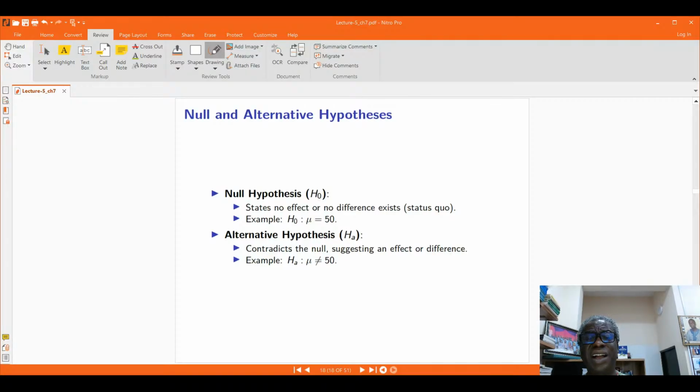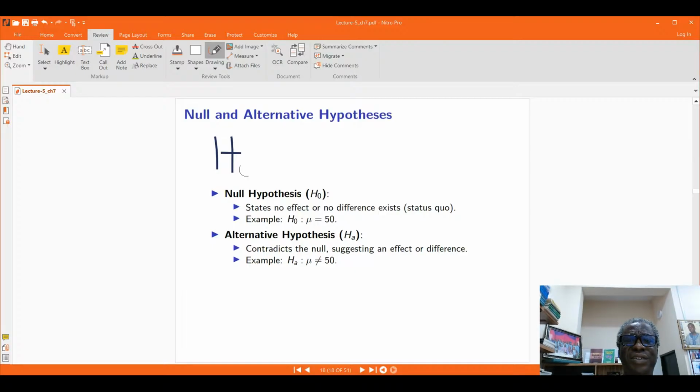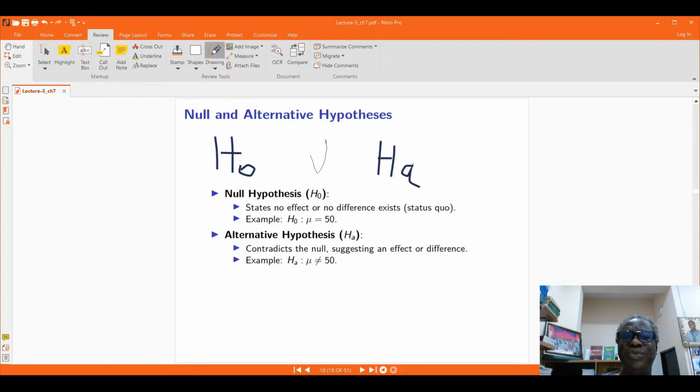As said earlier, the first step when you are conducting hypothesis testing is to specify or to formulate the hypothesis. And that involves you stating the null as well as the alternative. So we usually put versus. So the null versus the alternative.